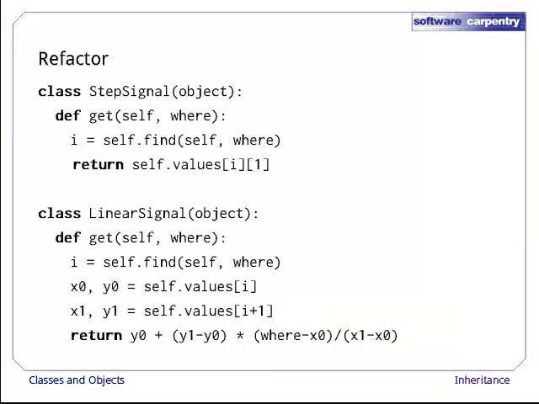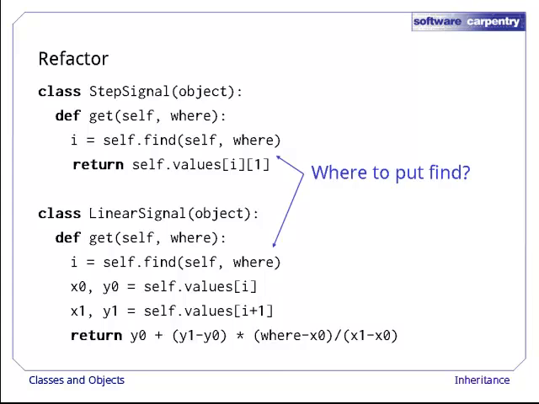What we want to do is refactor this code so that our methods look like this. The new method, find, will either return the index of the sample immediately preceding where, or raise an exception if where is out of range. Once we have that index, we can either return the corresponding Y value, if we're doing stepwise interpolation, or find a weighted average if we're doing linear interpolation.